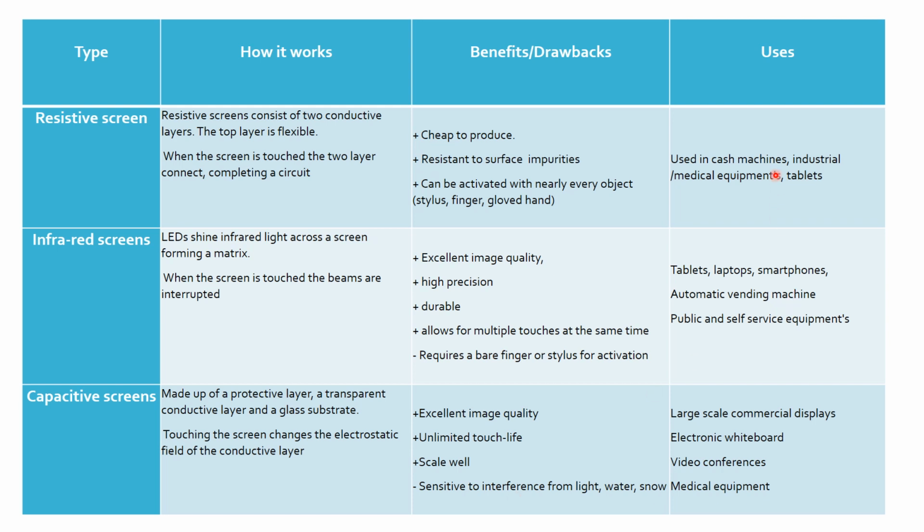And usually resistive is used in cash machines, industries, medical equipment, tablets. On the other hand, infrared is used in tablets, laptops, smartphones, automatic vending machines, public and self-service equipment. Capacitive screens are used in large scale commercial displays, electronic whiteboards, video conferences, and medical equipment.